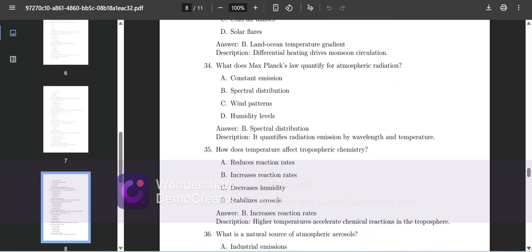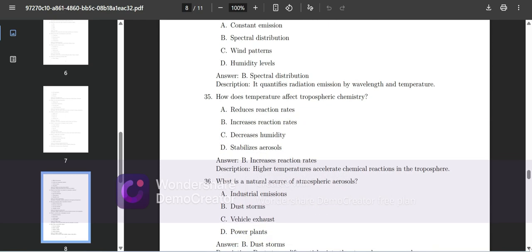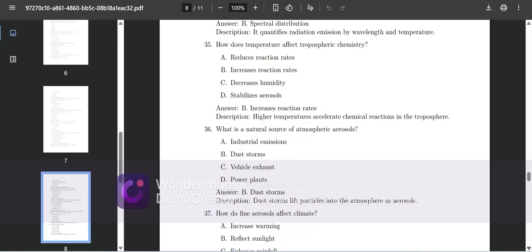What does Max Planck's law quantify for atmospheric radiation? Spectral distribution. It quantifies radiation emissions by wavelength and temperature. How does temperature affect tropospheric chemistry? Increases reaction rates. Higher temperatures accelerate chemical reactions in the troposphere.